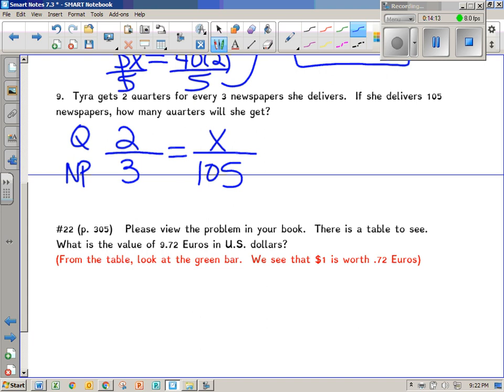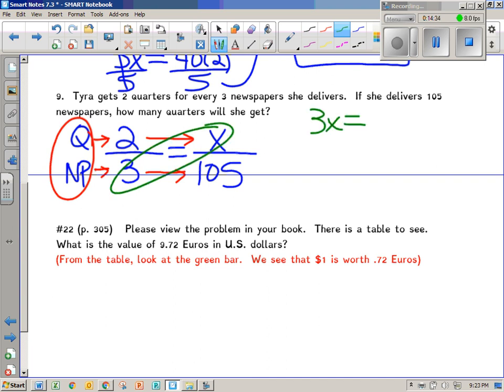Then this part right here, I'm just kind of labeling to help me know that these are all the newspapers and these are all the quarters right there. So I'll step over to the right to cross multiply here. So we get 3 times x, right there, and right here we want 2 times 105. Now I already know that 2 times 105 is 210, and in this particular case, that is actually a little bit easier to work with.